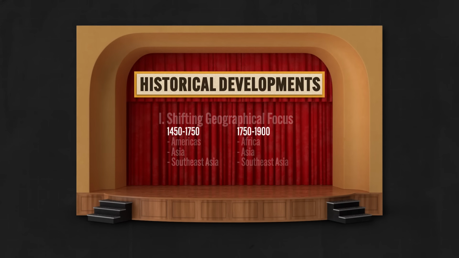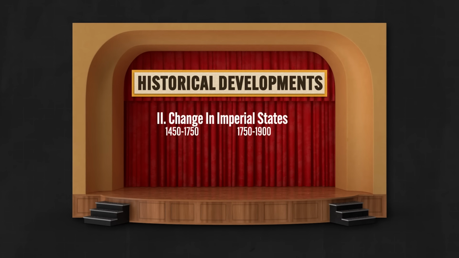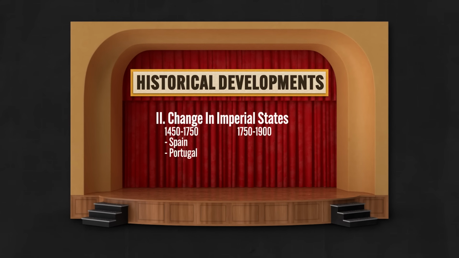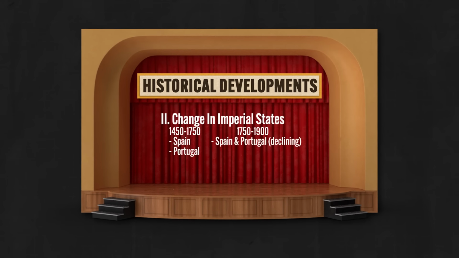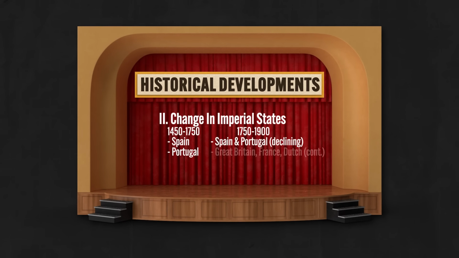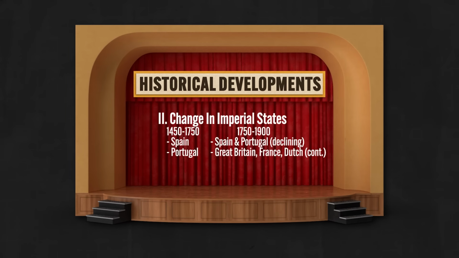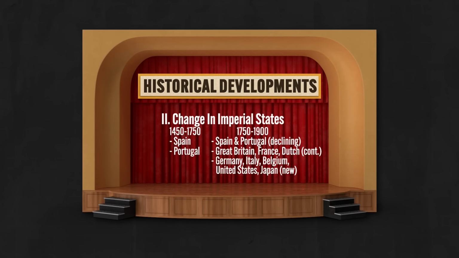And the second development is a change in which imperial states are trying to take over everyone's crap. Now remember, in the last period, it was Spain and Portugal who were the first movers in building maritime empires, and they licked that power popsicle all the way to the stick. But in this period, Spain and Portugal are starting to lose control of their colonial holdings, and they're generally declining in importance. But big first wave players like Great Britain and France and the Dutch will also continue to play important roles during this period, even while Spain and Portugal are declining. And then a few new players are going to enter the stage, namely Germany, Italy, Belgium, the United States, and Japan.